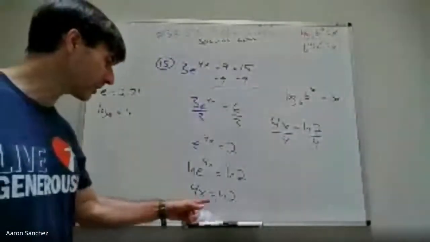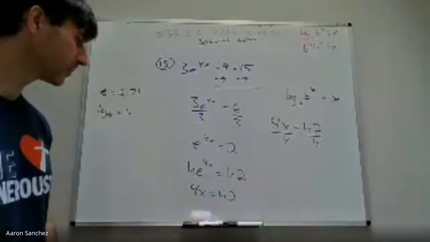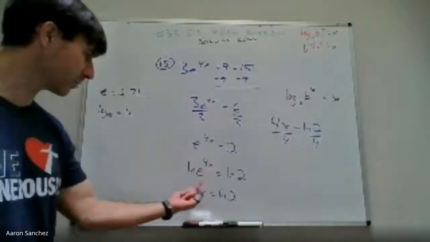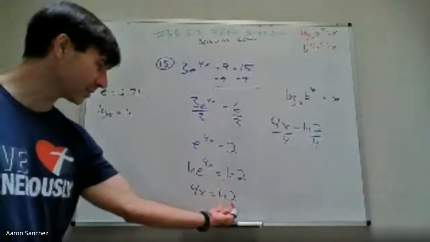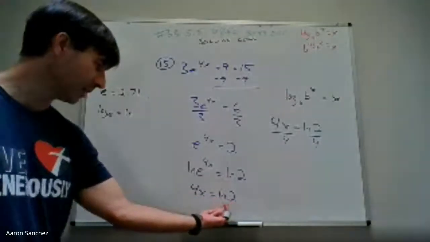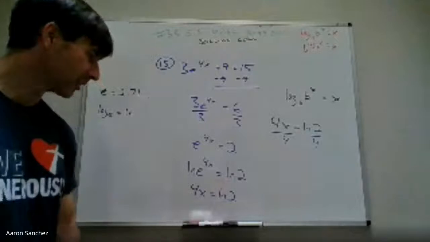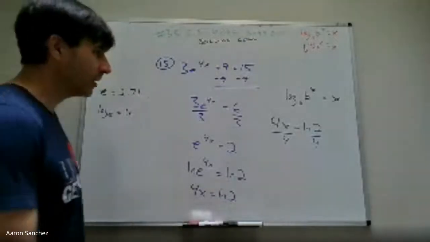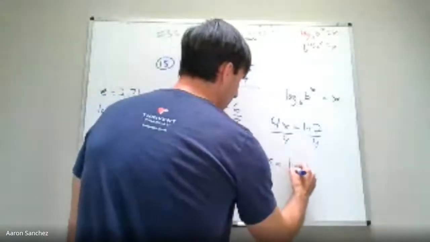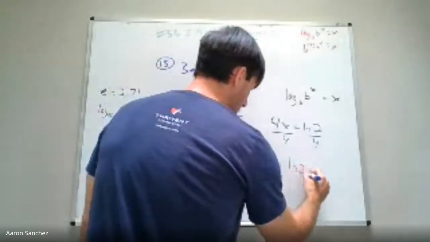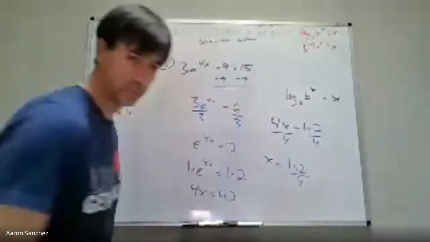All right. So it's 4x equals natural log 2, right? Because this cancels out, this becomes 4x. But I still have this natural log here because there's nothing to cancel out. This does not have the base of e, so I have to keep it as natural log 2. I divide by 4 on both sides, and I get x equals natural log 2 divided by 4.